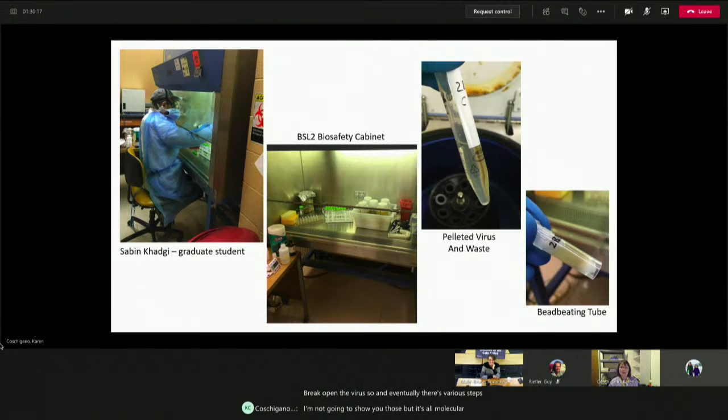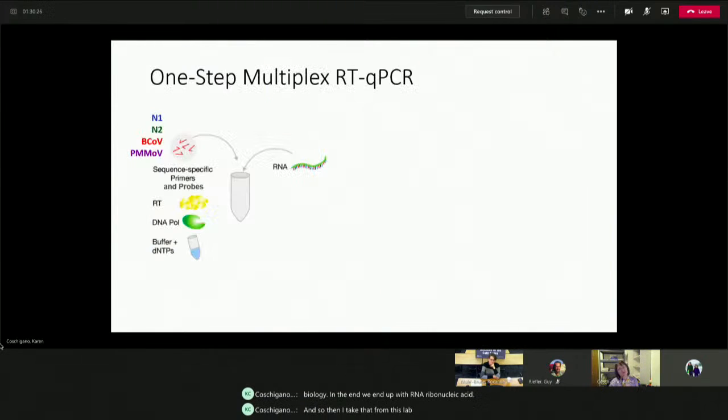In the end, we end up with RNA, ribonucleic acid. And so then I take that from this lab to a different lab where I do what I call one-step multiplex RT-qPCR, so reverse transcription quantitative PCR.